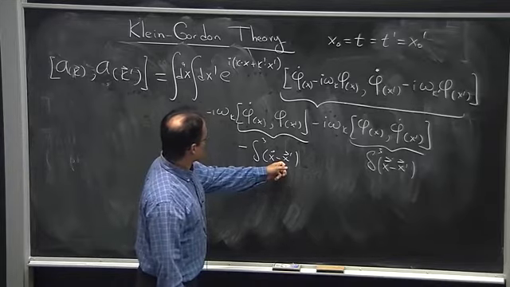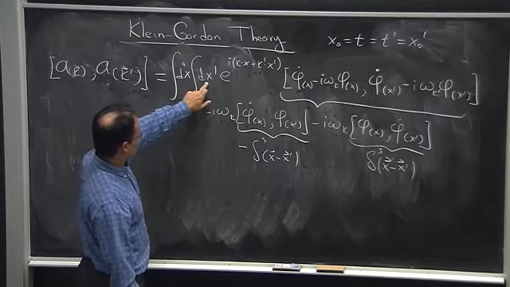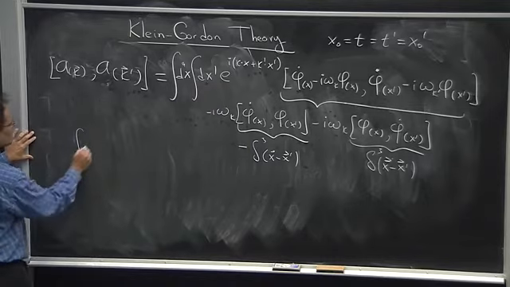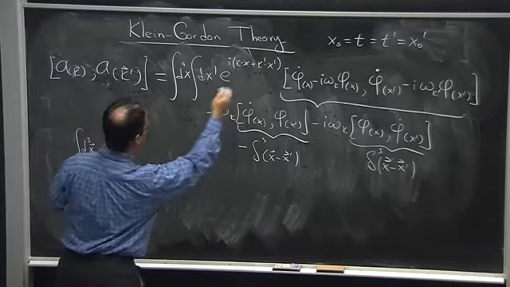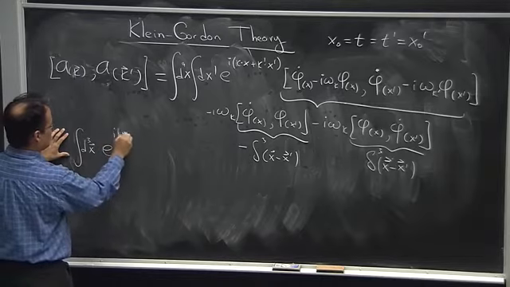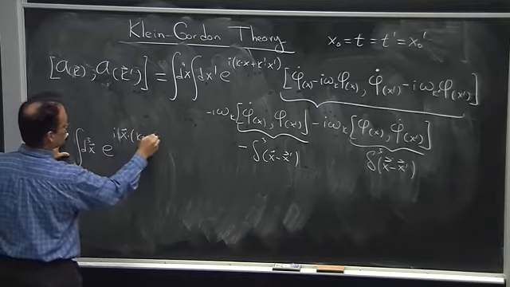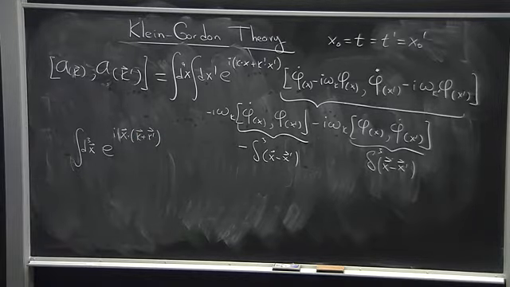Now, having done this, I can perform one of the x integrals. So doing one of the x integrals, I'll be left with an integral d3x. Say I do the x prime integral, and then I have e to the i x dot k plus k prime. Okay?